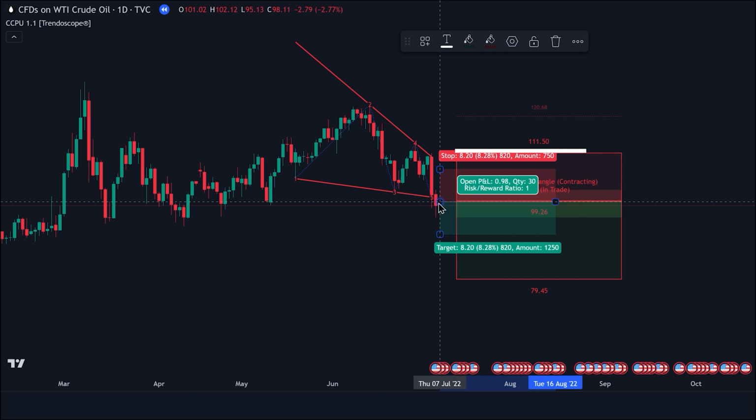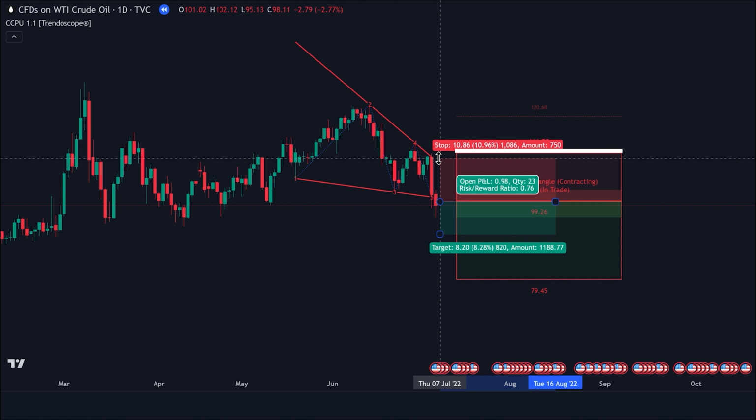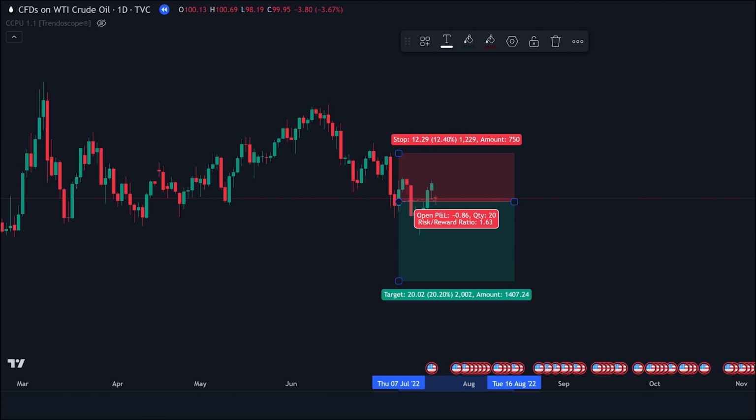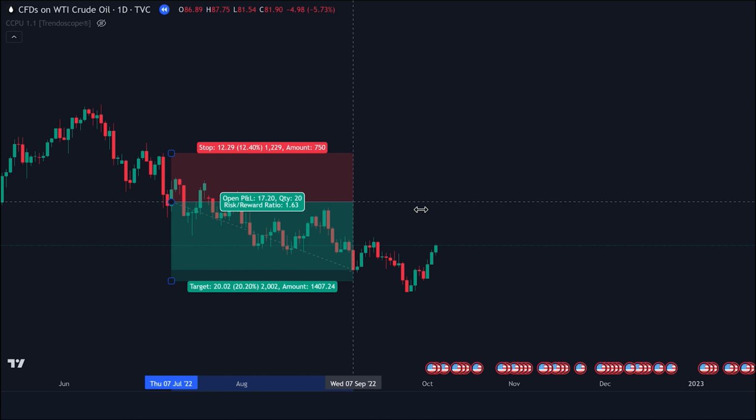For the stop loss, the indicator suggests placing it just above the descending triangle, minimizing your losses if the trade doesn't go as planned. The indicator also automatically suggests the take profit position for you. Now, let's hide the indicator and see how the sell trade plays out.